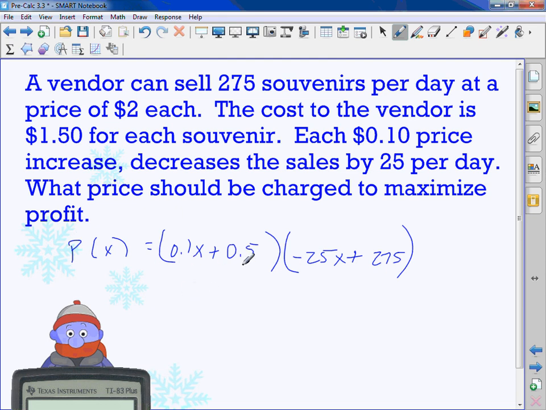We need to pull stuff out. This has to get pulled out. It can't be 0.1, so I'm going to pull out 0.1. What's 0.5 divided by 0.1? 0.5 over 0.1, 1 decimal place, it's 5 over 1, so it's 5.